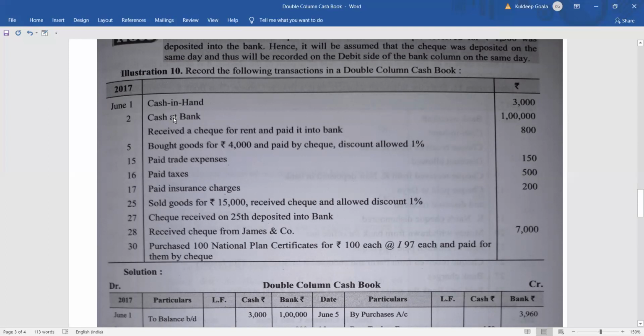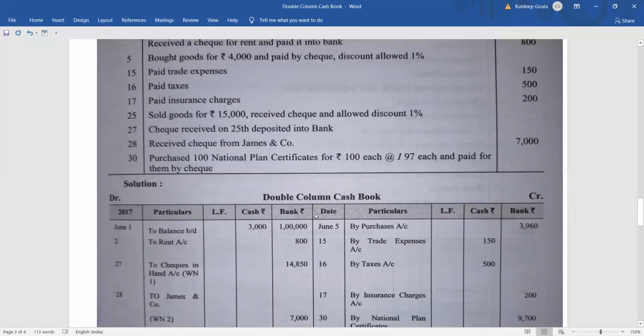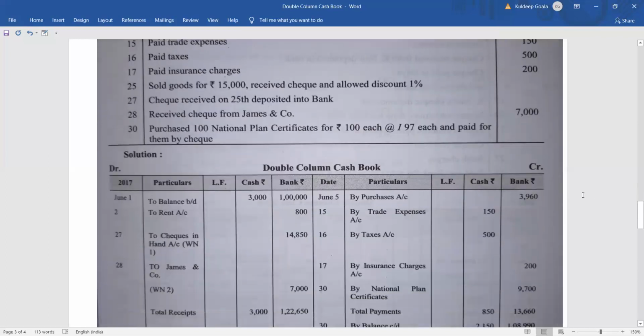June 1, cash in hand and cash at bank. You can see that both cash in hand and cash at bank have a positive balance. In the previous class we showed that there was a bank overdraft, so that is why we wrote it on the credit side. But here both balances are positive, so both will be written on the debit side. We'll prepare a double column cash book like this, with debit and credit. Remember that along with the ledger folio we should have a voucher number column also.